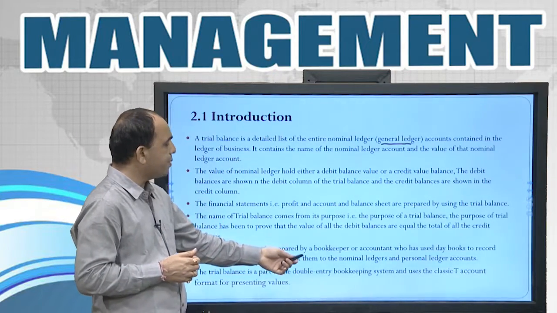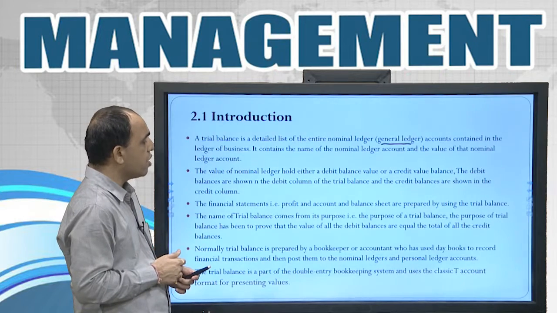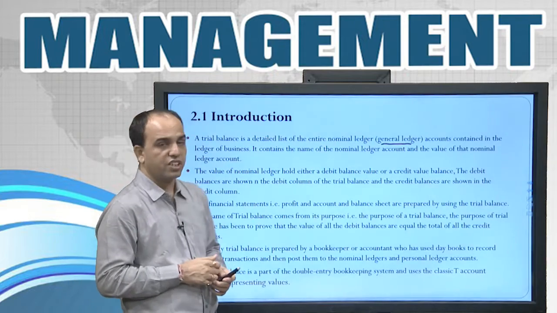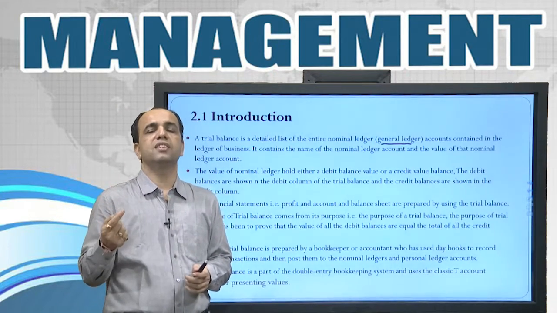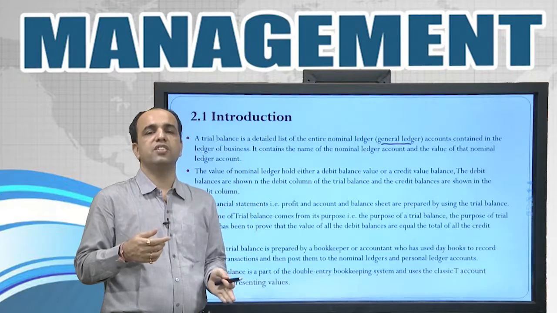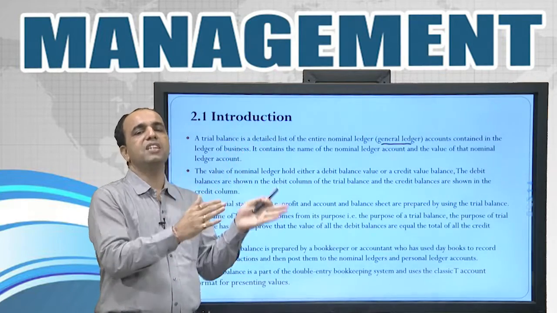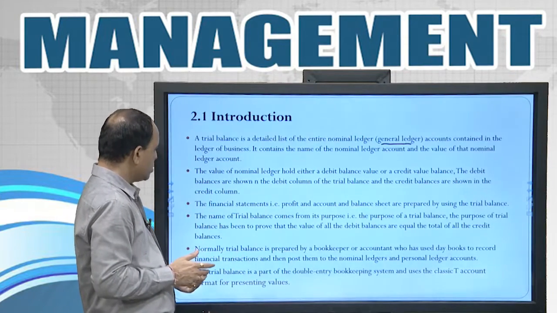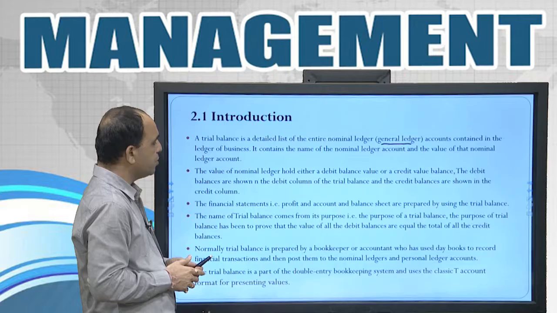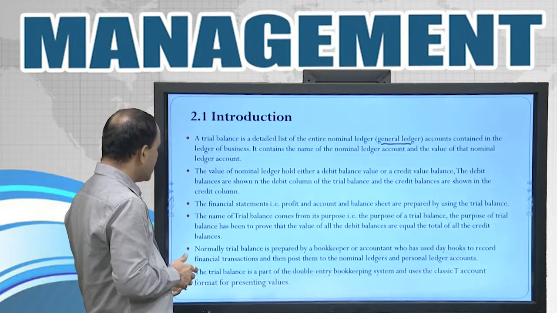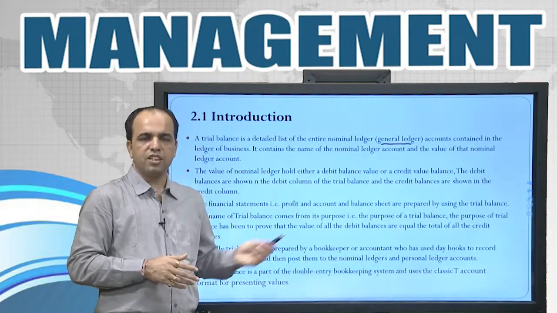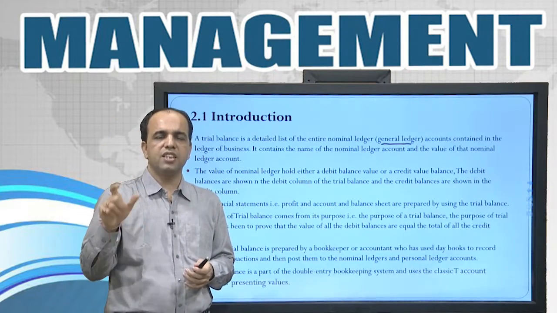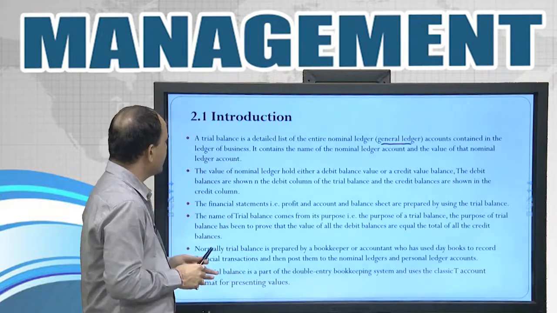Normally, trial balance is prepared by the bookkeeper or accountant who has used the books to record financial transactions and post them to nominal ledger and personal ledger accounts. Generally, before we prepare the balance sheet, we prepare all the ledger accounts and all the subsidiary books, and the balances of various ledger accounts are transferred to the trial balance. The trial balance is a part of the double entry bookkeeping system and uses the classical T format for presenting values. Friends, in the format of trial balance, you can see that generally we prepare a T shape for writing the debit and credit balances.